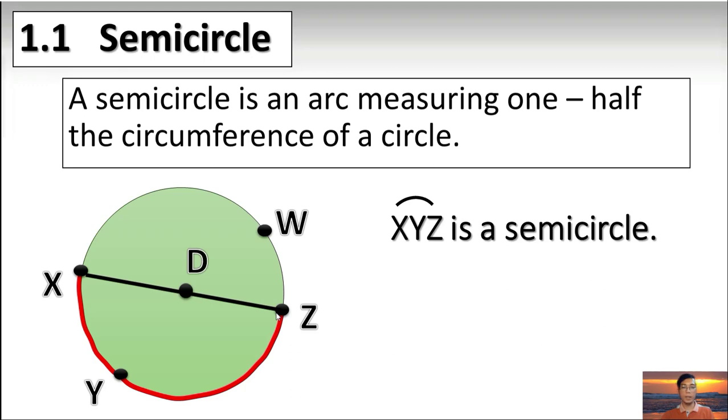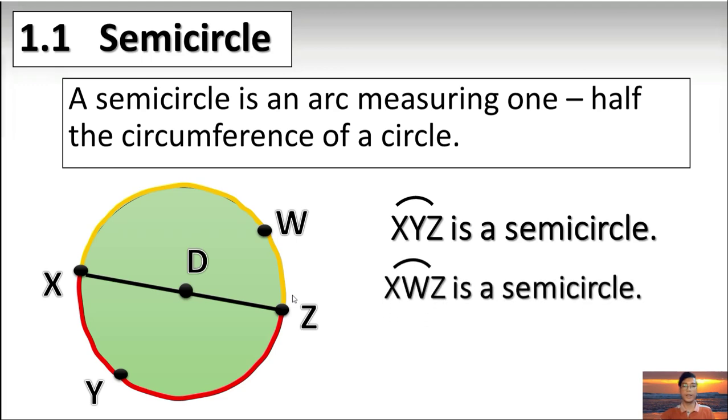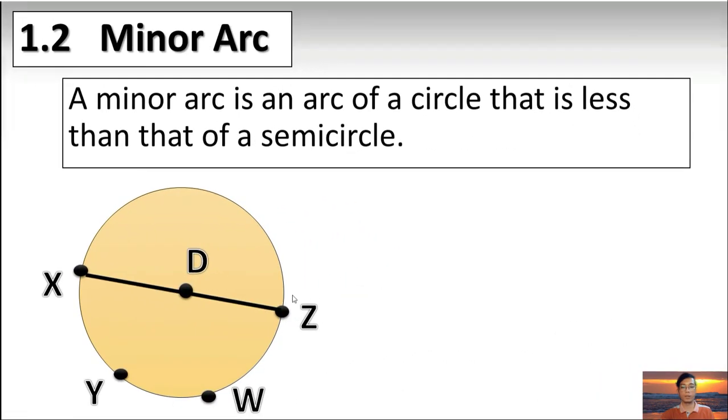Pwede ring sabihin na arc ZYX. Clear? What about the name of this arc? The name of that arc is arc XWZ. So pagkalahati, we call it a semicircle. Ayan. It is an arc na measuring 1/2 the circumference of the circle. Okay, next, 1.2, under pa rin ng arc, is the minor arc.